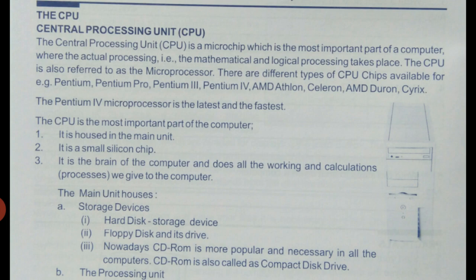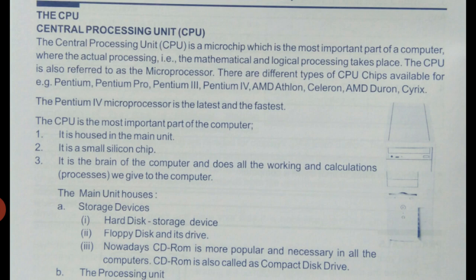The CPU is the most important part of the computer. If we think about the CPU, understand one more thing, that CPU is a very important part of the computer because, first, it is housed in the main unit, second, it is a small silicon chip, and third, it is the brain of the computer and does all working and calculations, that is processes we give to the computer. Why are we understanding the CPU is a very important part of computer?